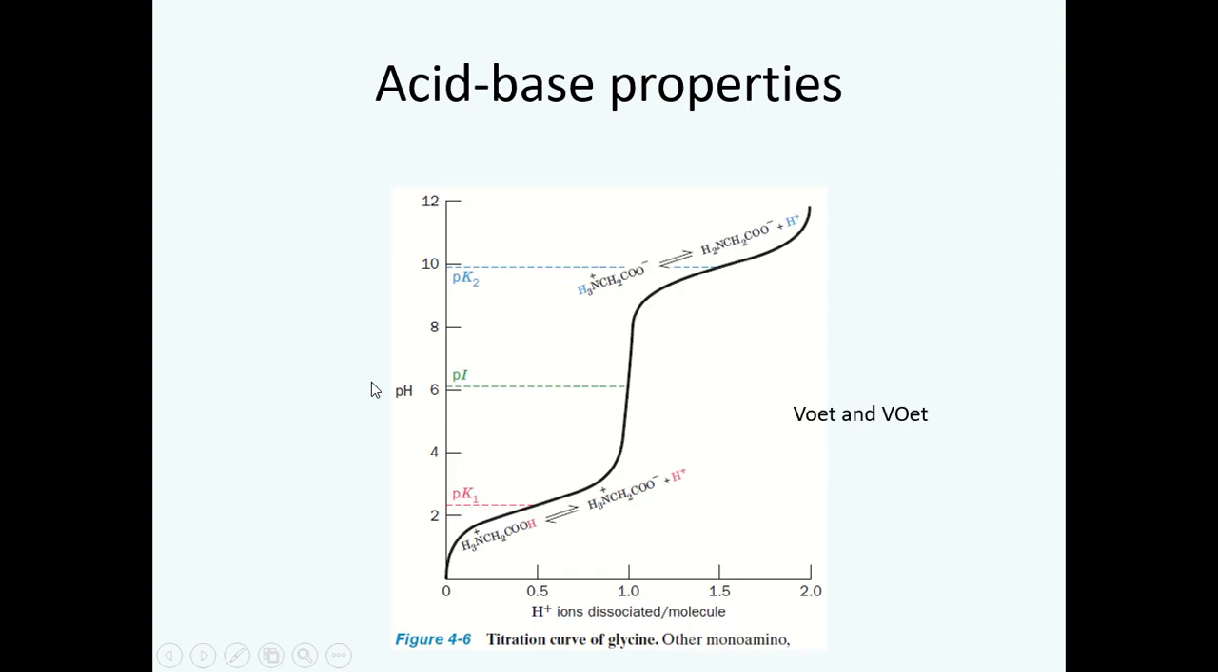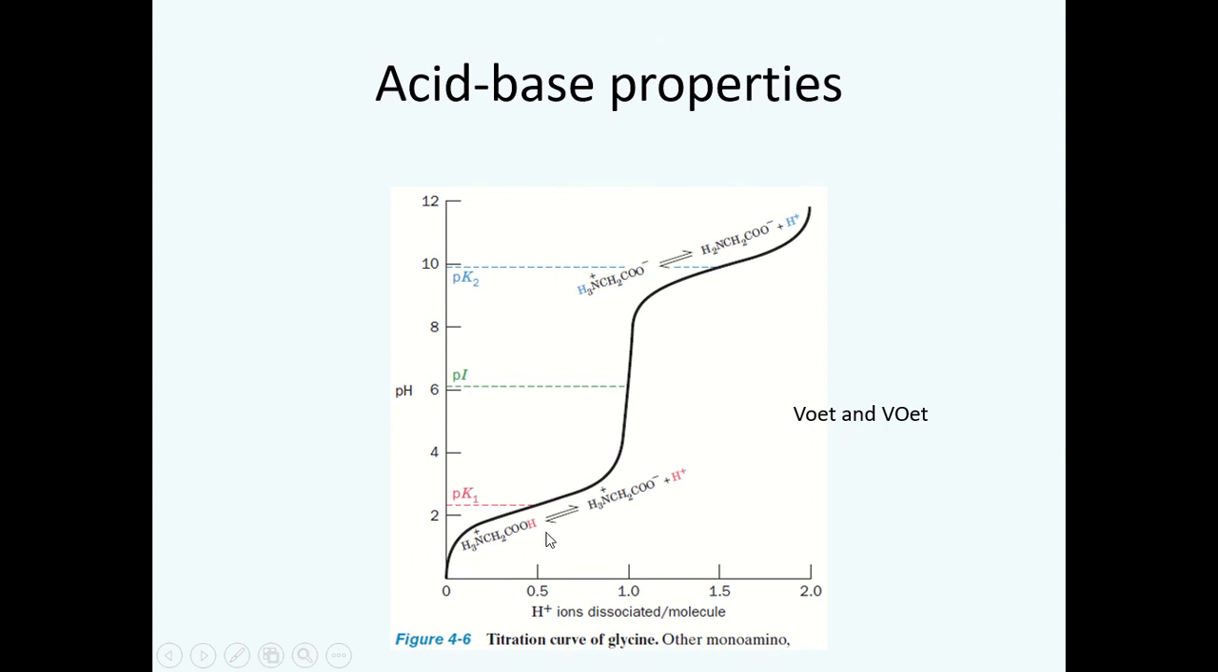This figure shows the titration curve of the simplest amino acid, glycine. Glycine has hydrogen as its side chain. It does not have any dissociable groups on the side chain. Some amino acids, as we have seen earlier, do contain dissociable groups on their side chains as well. But this is the simplest amino acid. On the y-axis of this graph, you can see pH, and the x-axis describes the dissociated protons.